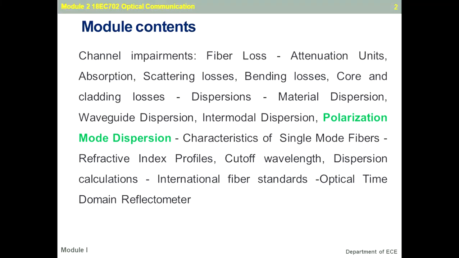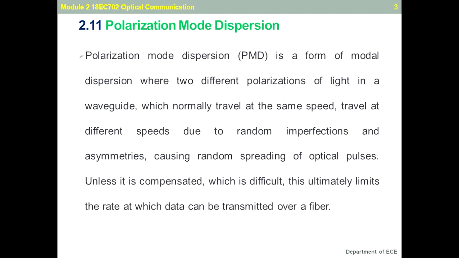In this lecture, we are going to see polarization mode dispersion. It is one of the very important dispersions that cause degradation in optical fiber communication. PMD stands for polarization mode dispersion. It's a form of modal dispersion that involves two different polarizations of light, namely horizontal polarization and vertical polarization, in a waveguide. Ideally, they travel at the same speed.